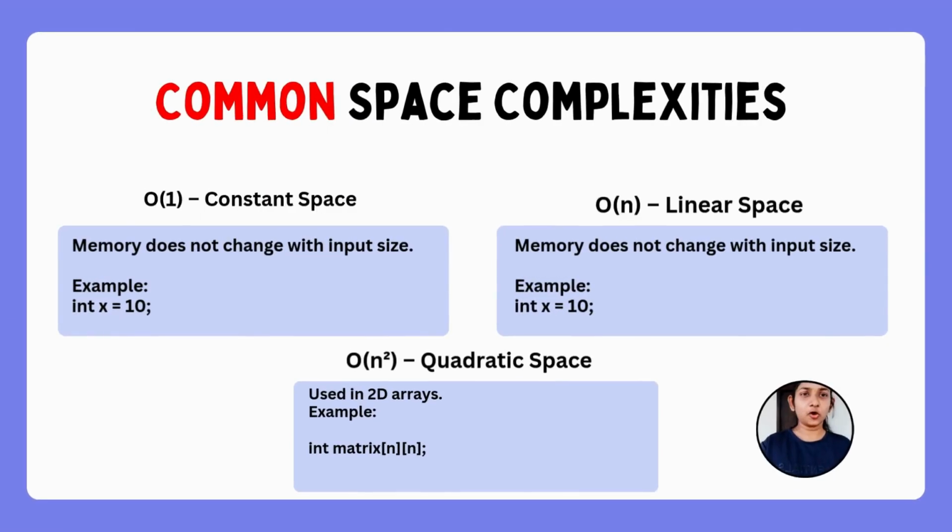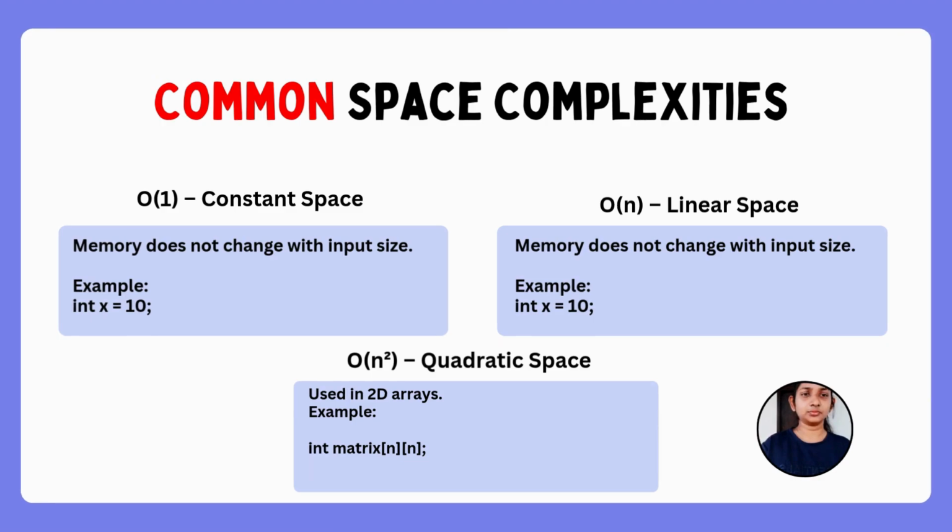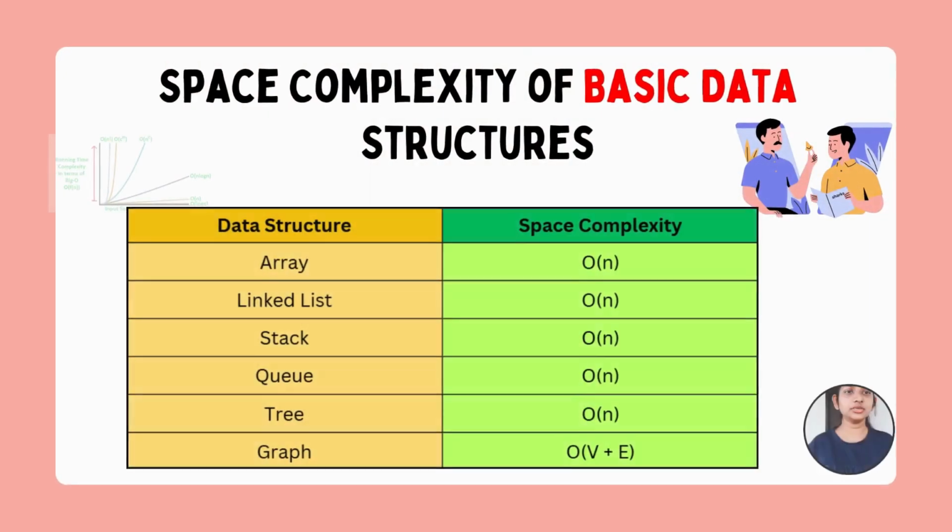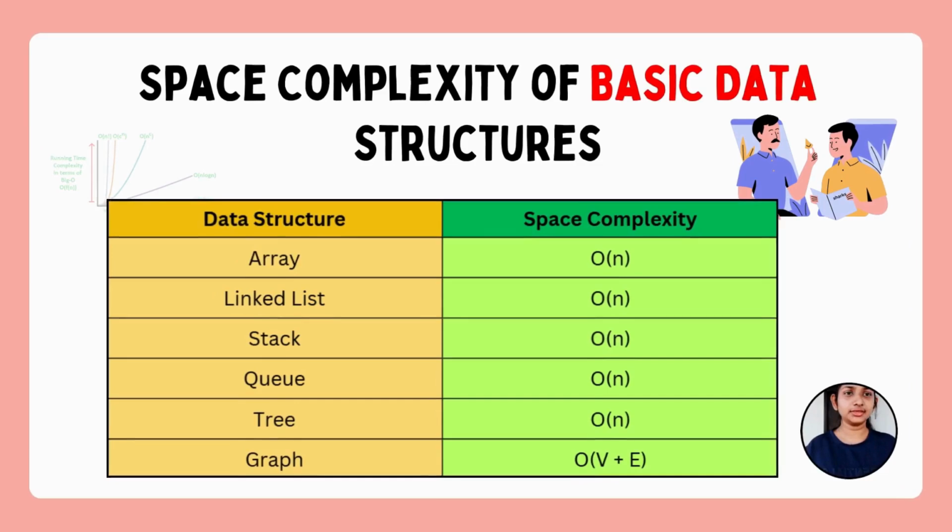Next one is common space complexities. In constant space, memory does not change. Int x equals 10. In linear space, memory grows as input grows. Int array of size n. In quadratic space, usually caused by 2D arrays. Matrix n into n.